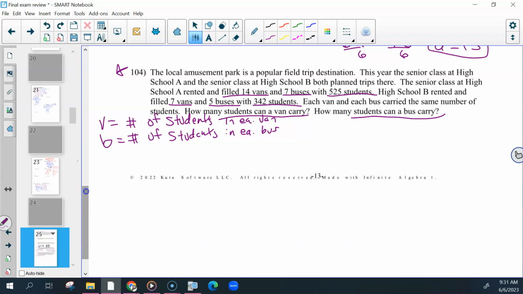Then we can set up our 2 equations. Number of vans or buses will go with number of students in each. So 14V, plus 7B, equals 525, the total number of students that we're adding. And then we can set up the other one: 7V plus 5B equals 342.